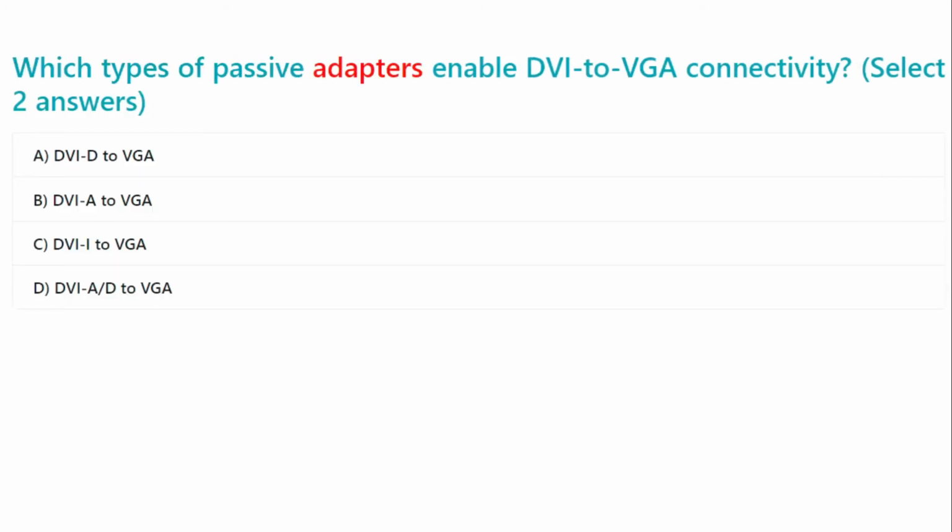Which types of passive adapters enable DVI-to-VGA connectivity? Select two answers. A. DVI-D-to-VGA. B. DVI-A-to-VGA. C. DVI-I-to-VGA. D. DVI-A/D-to-VGA.